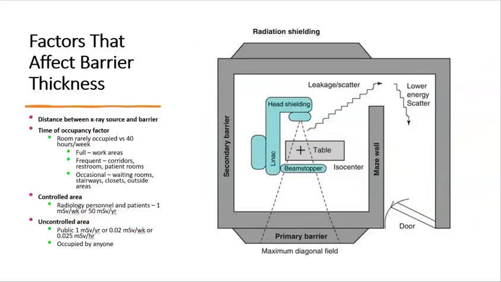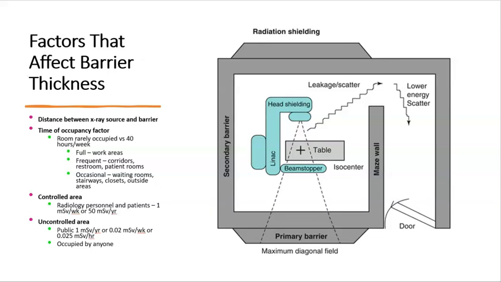All right, so factors that affect barrier thickness: the distance between the x-ray source and the barrier. We also look at the time of occupancy. Is it a room that's rarely occupied, or are we in there 40 hours a week shooting x-rays? Is it just a dedicated chest room, or is it a fluoro room? So there's full, which is the work areas. There's frequent, which are corridors, restrooms, patient rooms, and occasional, which are waiting rooms, stairways, closets, outside areas.